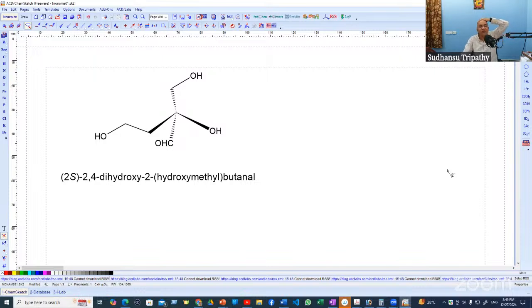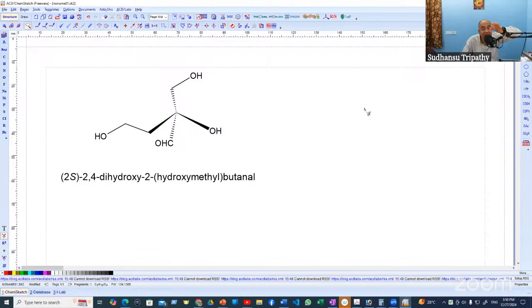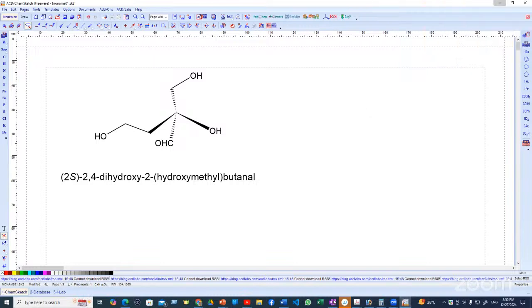2S, 2,4-dihydroxy, 2-hydroxymethyl. You have to put it in a parenthesis, butanol. This is the perfect identity of the molecule. Only not 100%, because we do not know whether it is plus or minus. That nobody can say unless one experiments. This is hypothetical. You can construct infinite number of molecules. Many of them are fictitious, cannot be synthesized. But we can generate the name and configuration. But you don't know whether it is plus or minus. You understood? Yes, sir.